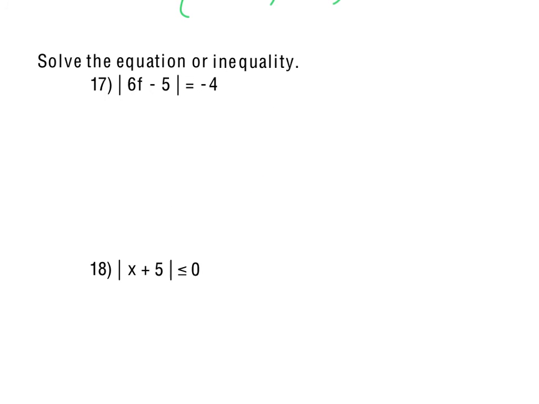Number 17 is similar to that, but kind of the exact opposite. Here we're saying that the absolute value equals a negative. Again, it just depends on how you're comparing them. Like in 16, when we said the absolute value is greater than the negative, that's always true. But here, saying the absolute value equals a negative is never true. So the solution set would be the empty set.